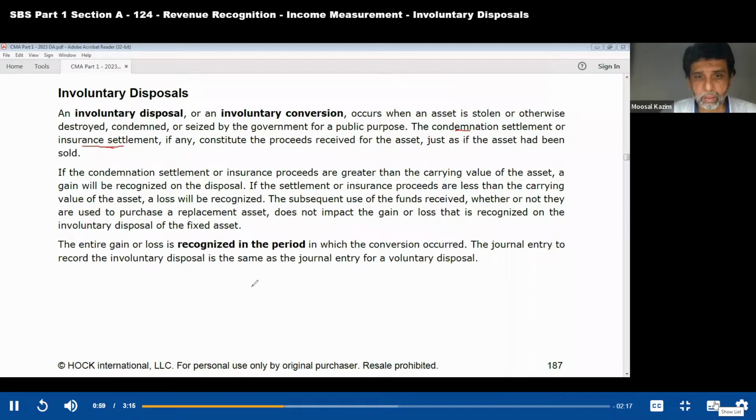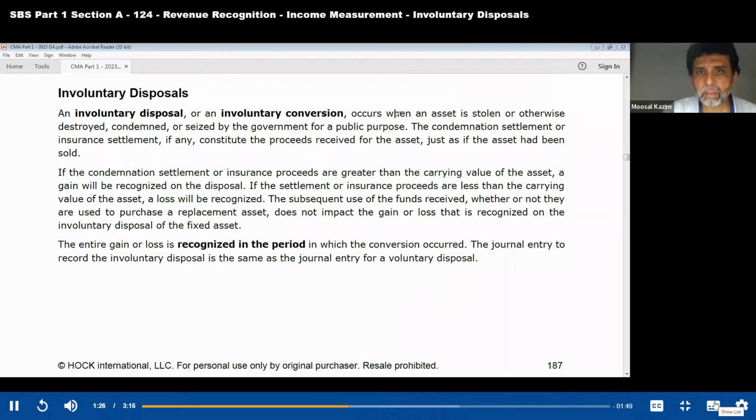Only thing, the debit cash would be the insurance amount or the condemnation settlement. Right? If this happens to be more than the book value, you have a gain. Otherwise, you have a loss. As simple as that. That's all. Nothing else should be known for this.